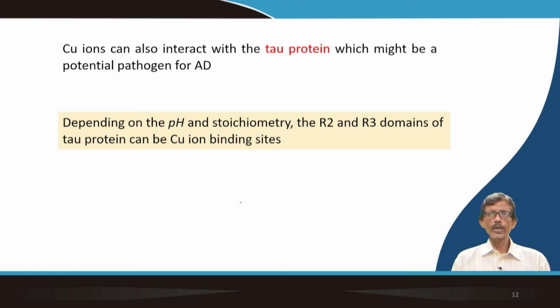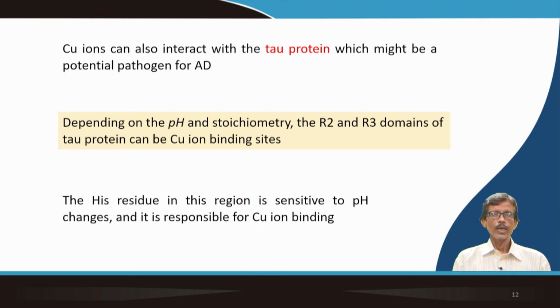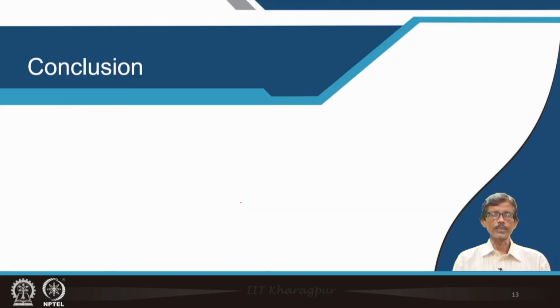Then two regions you can have, the domains basically we call R2 and R3 of the protein, which can bind with your copper. Then histidine residues: we all know that histidine has a very good affinity for copper and is sensitive to pH change, because if you protonate the histidine residues, they are no more useful for your copper coordination.